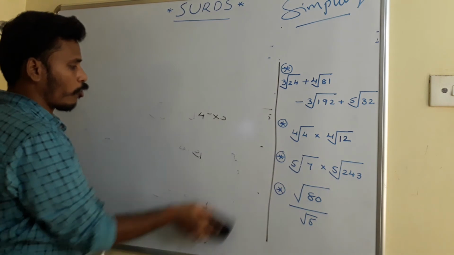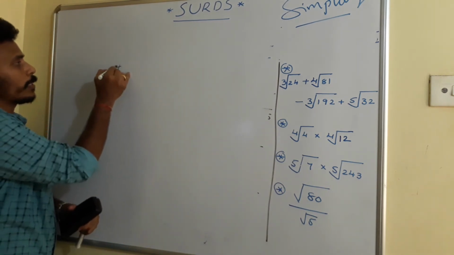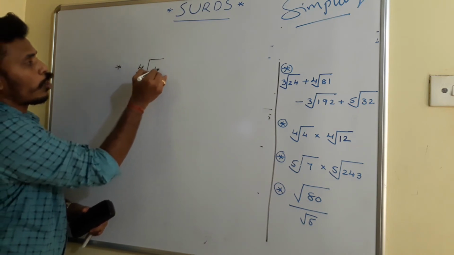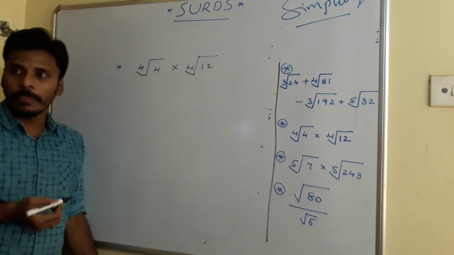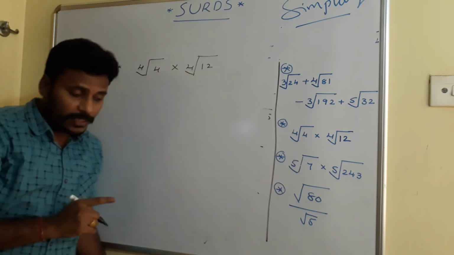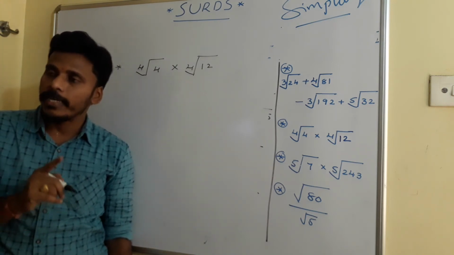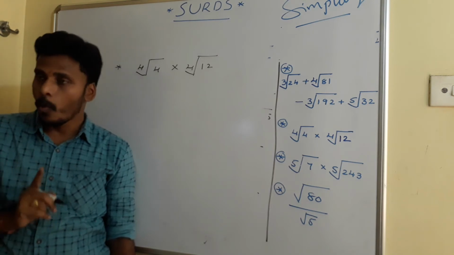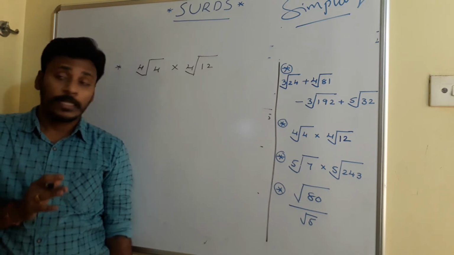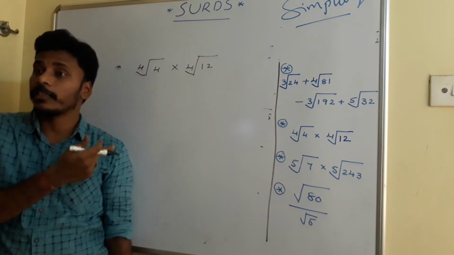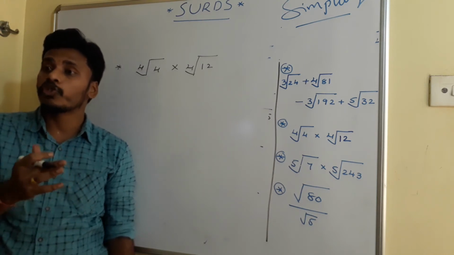If you move to the next problem, what is given? See, the next problem is about multiplication. Fourth root of 4 into fourth root of 12 is given. You need to simplify. I already mentioned in the previous class that addition and subtraction is possible only if the surds are similar, whereas multiplication and division is possible only if the surds are of the same order. Here both the surds are of the same order, fourth root and fourth root. Then here you have a chance to multiply those.